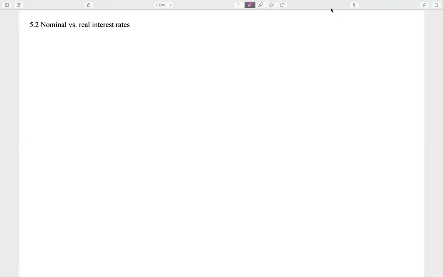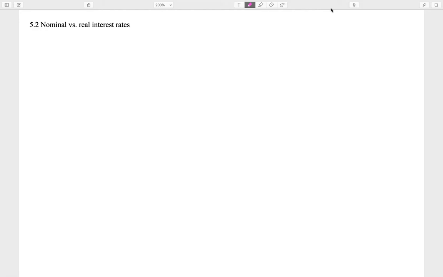Okay, let's pick up from where we left off last week. We spent one entire lecture in section 5.1. Basically, we focused on the NPV method and how we can apply the NPV approach to decide whether a project should be accepted or not. Today, we start the next section, 5.2, nominal versus real interest rates.